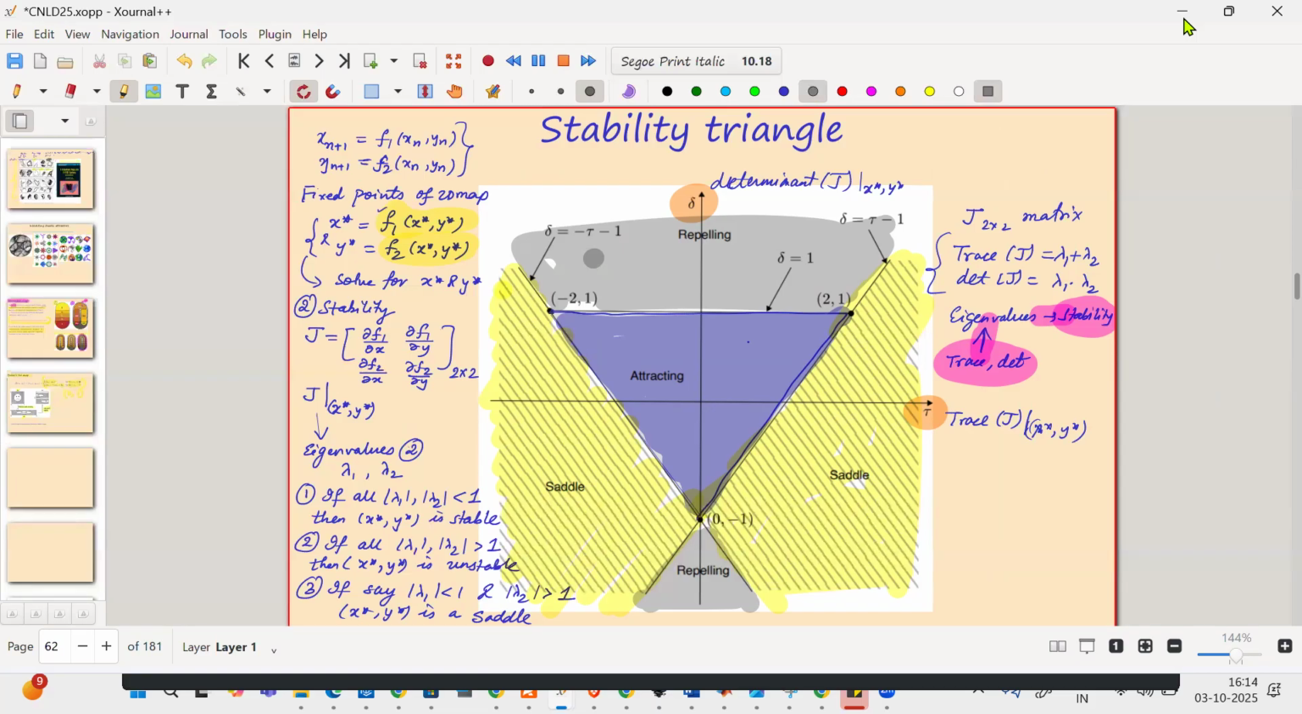This is also known as a stability triangle, because a triangle decides the stability. If your fixed point's values of trace and determinant lie inside the blue inverted triangle, then your fixed point is stable. Else, it is not stable. That's the idea. So this is the ending.